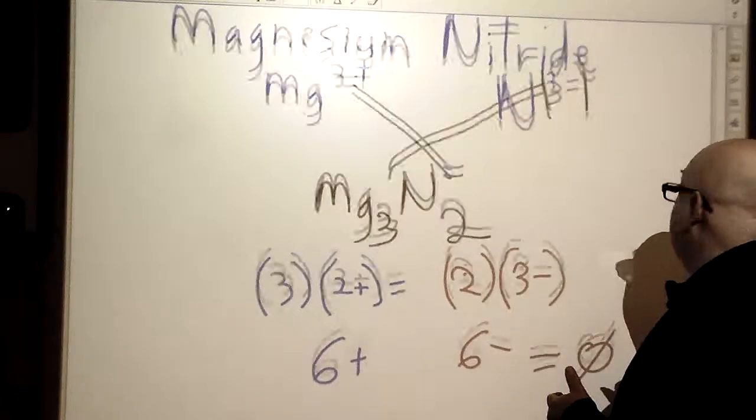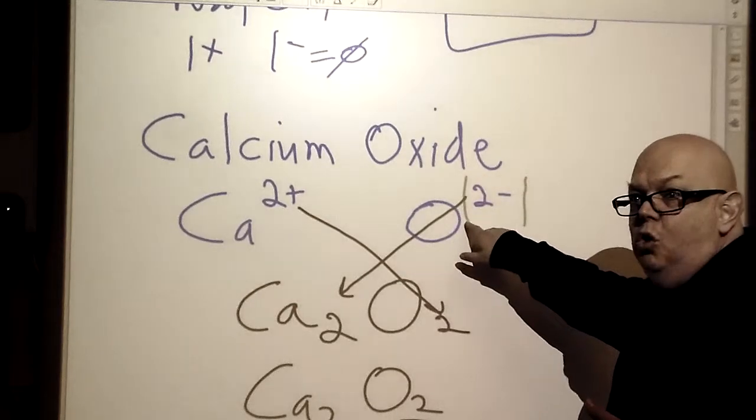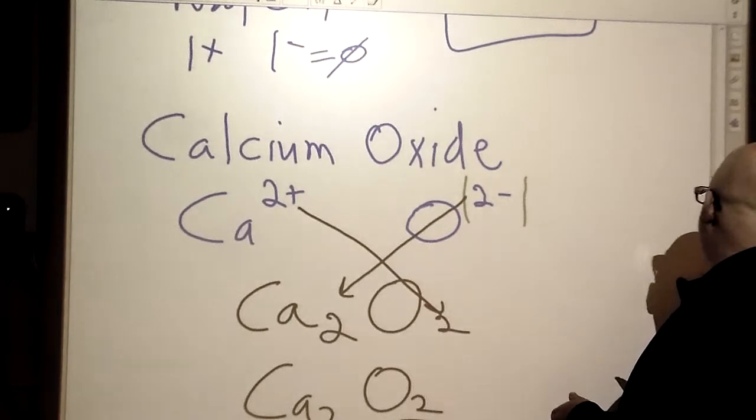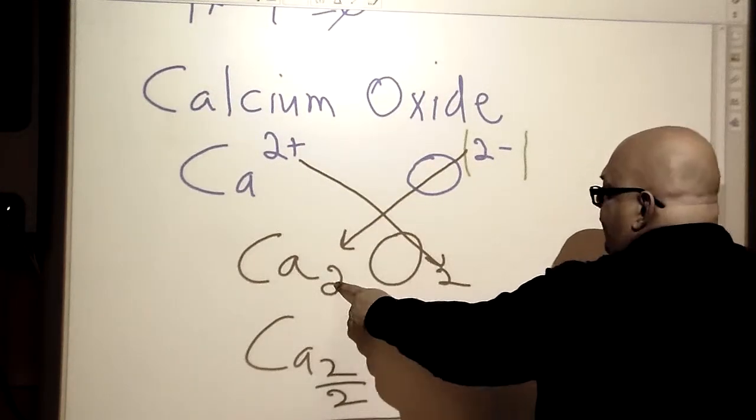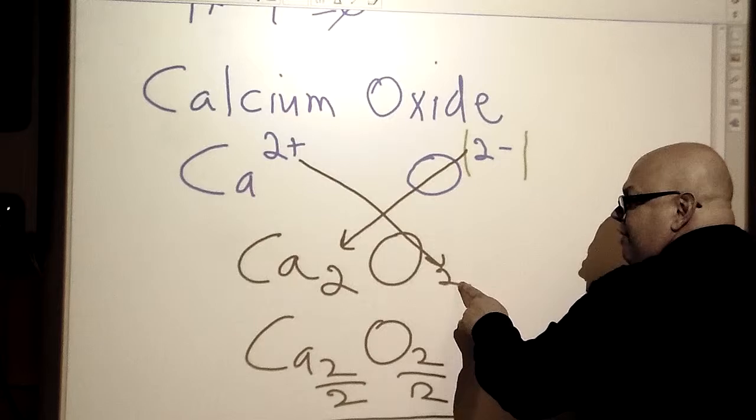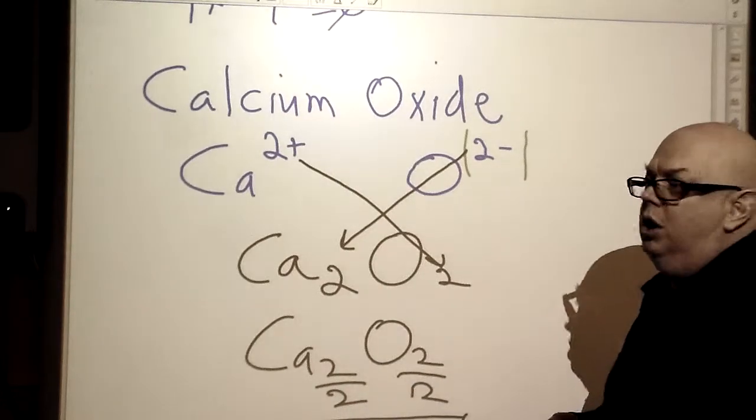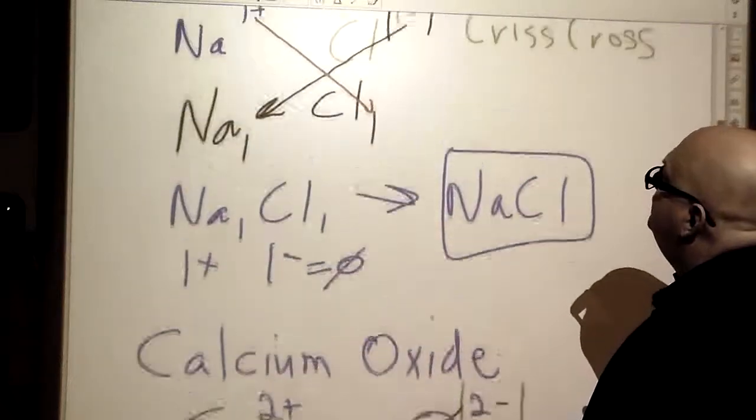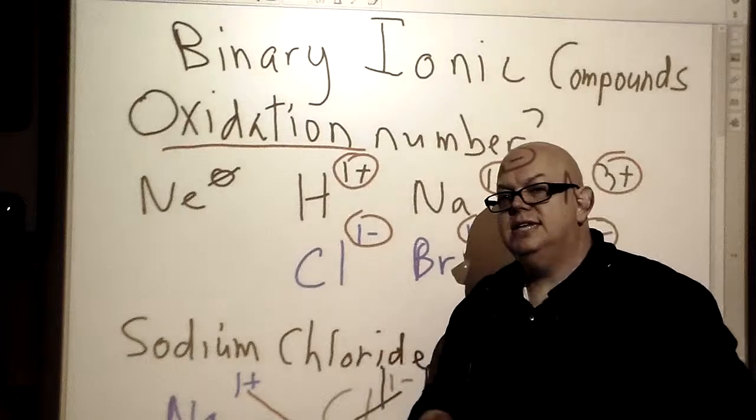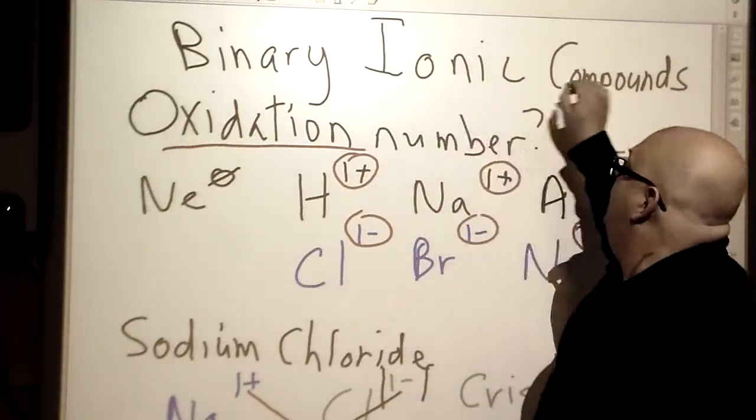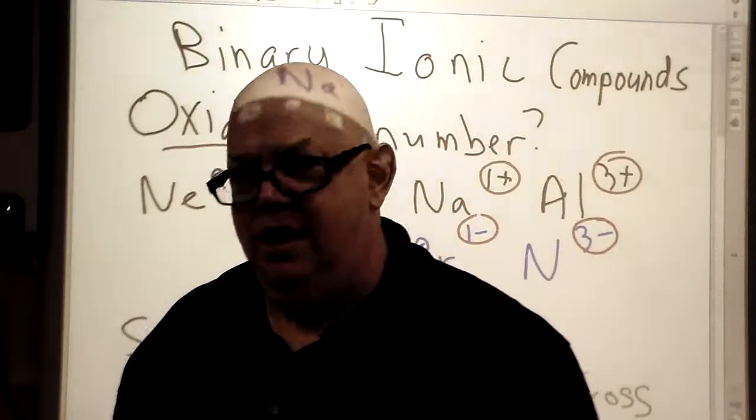So remember, you can use the crisscross method, put the absolute value bars on your negative charge, okay? Bring it down to the opposite side like you're seeing here. If your numbers are the same and they're above 1, then you divide it down till you get something lower, okay? And with that, ladies and gentlemen, this is Nick Ty talking about binary ionic compounds with their oxidation numbers and how to balance a formula.